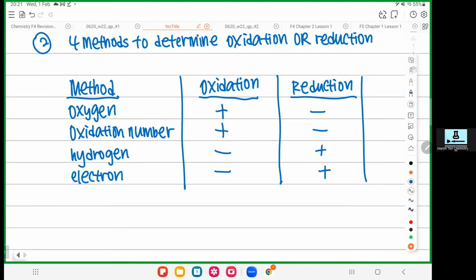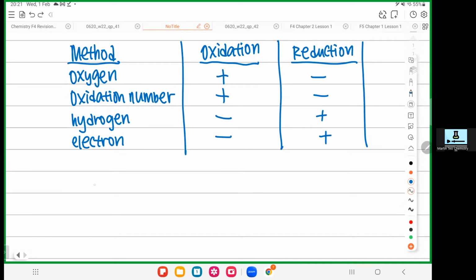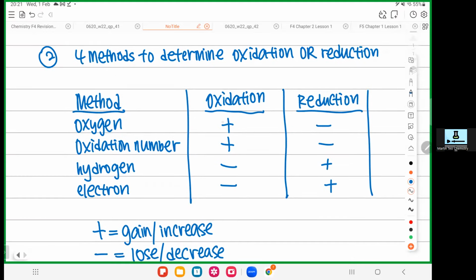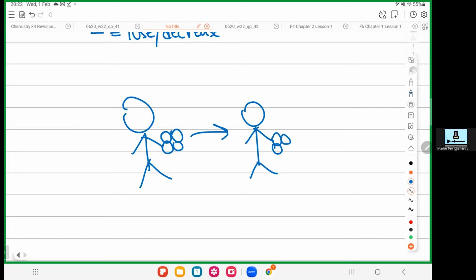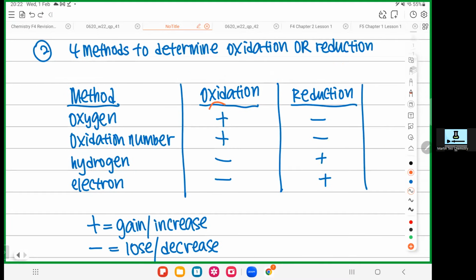What do I mean? Plus means gain or increase. Minus means lose or decrease. So if this chemical process gains oxygen, it is oxidation. For example, let's say this is me, a human. Initially, I have 4 oxygen in my hand. When I undergo a chemical process, now I have 7 oxygen in my hand. So my oxygen increases. When I increase the oxygen, I undergo an oxidation process.